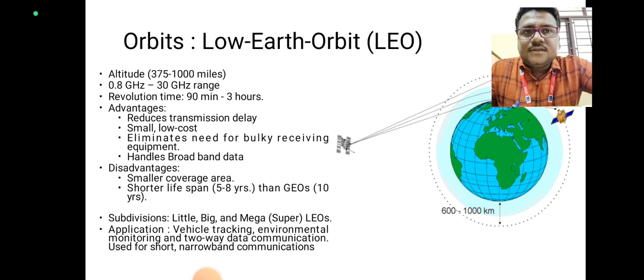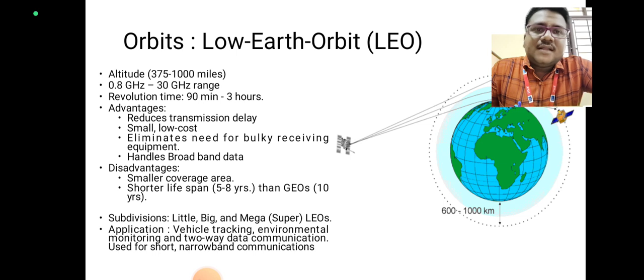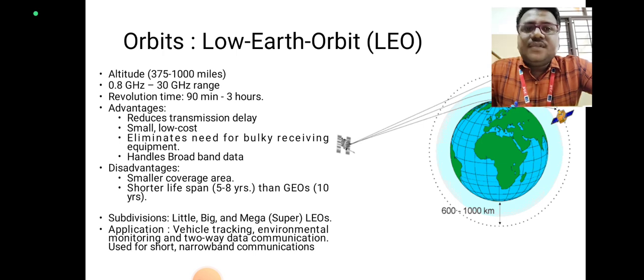The satellites deployed in LEO, that is the low Earth orbit range, have a revolution time of around 90 minutes, and the maximum time is up to 3 hours. The main advantages are that the delay is very much reduced in these low Earth orbiting satellites, the size of the satellites is very small, and it is very economical compared to other satellites. It eliminates the need for bulky receiving equipment, that is the transceivers used onboard satellites, and it can be used for handling broadband data, which is used in most households.